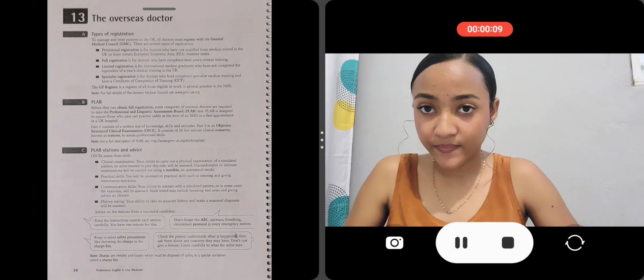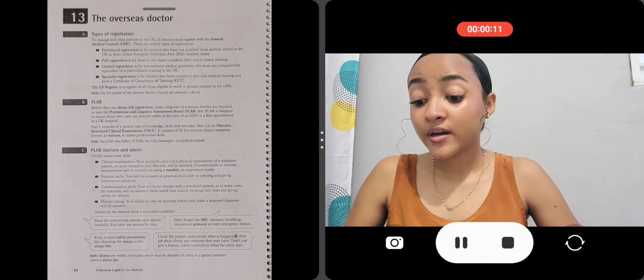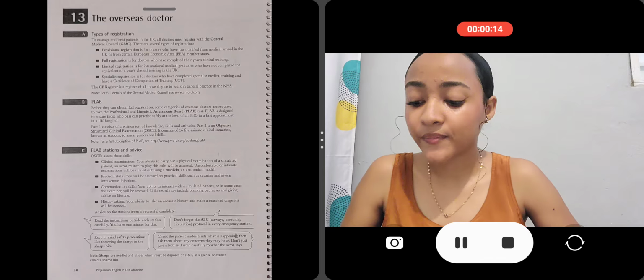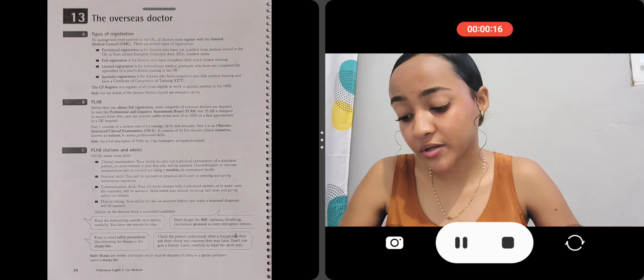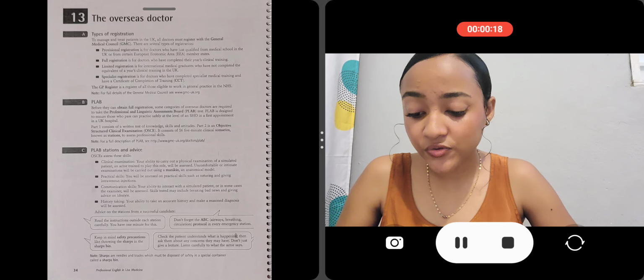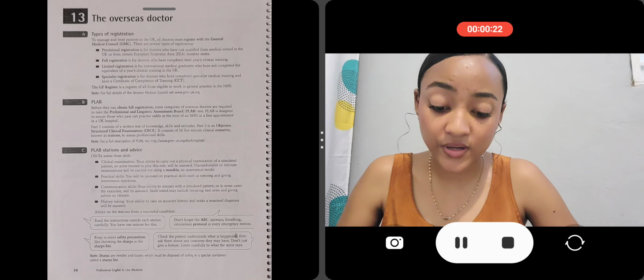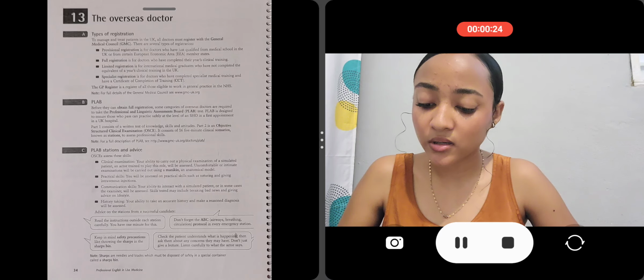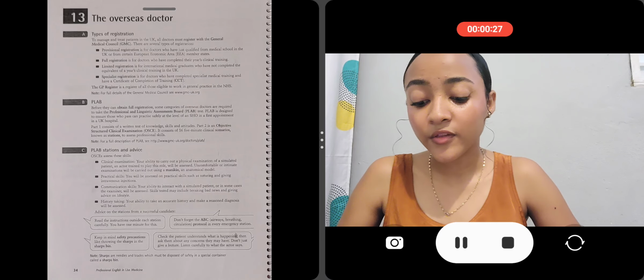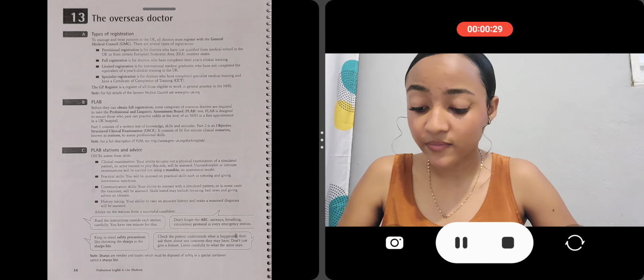Chapter 13. The Overseas Doctor. A. Type of registration. To manage and treat patients in the UK, all doctors must register with the General Medical Council (GMC). There are several types of registration.